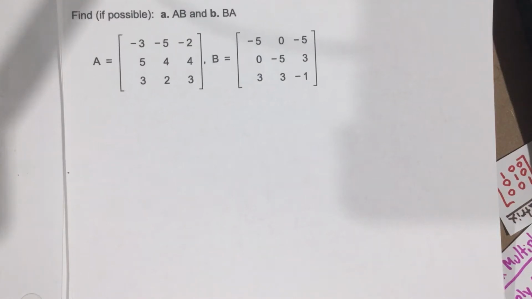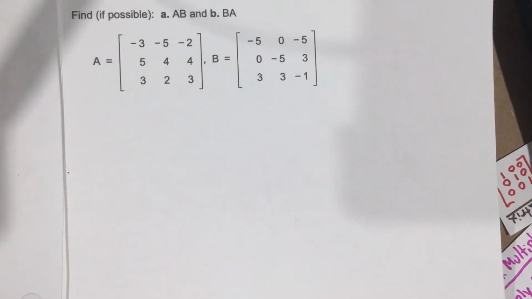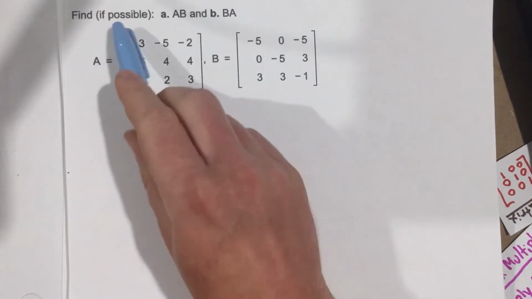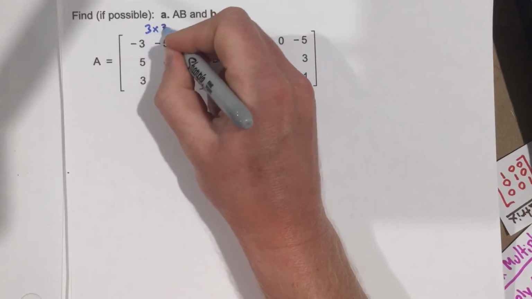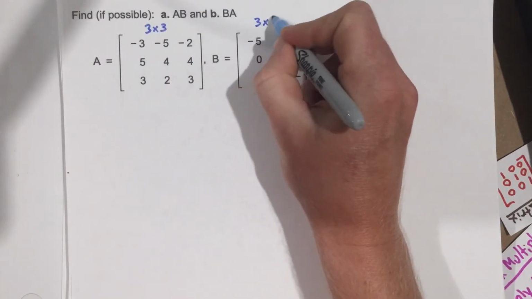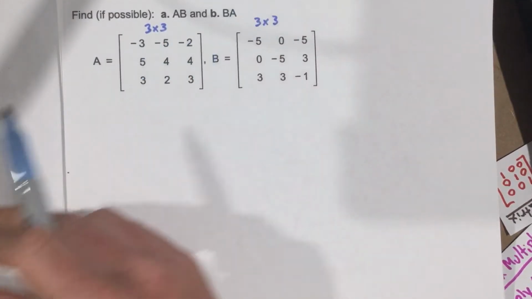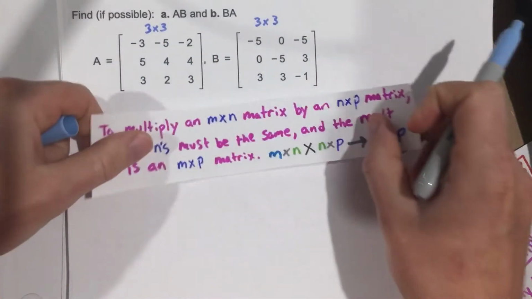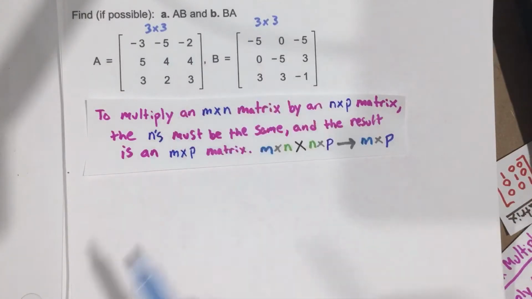This is problem number 7 from section 9.5. In this problem they say find, if possible, A times B and B times A. Now they kind of make this easy on you because they say if possible. Well, both of these are 3 by 3 matrices, right? They're the same size. So if we look at the middle two dimensions, the 3 and the 3, obviously we can multiply these together.